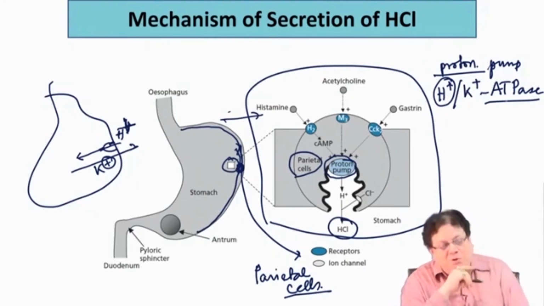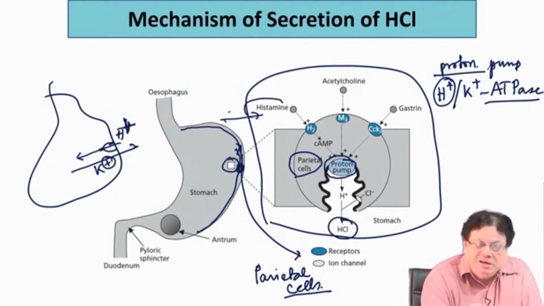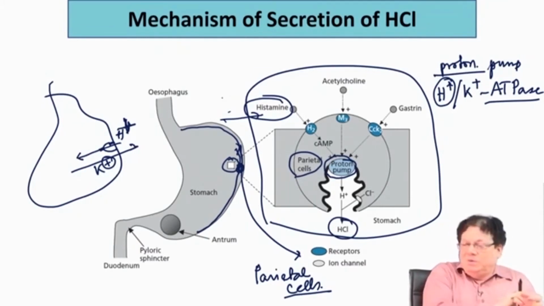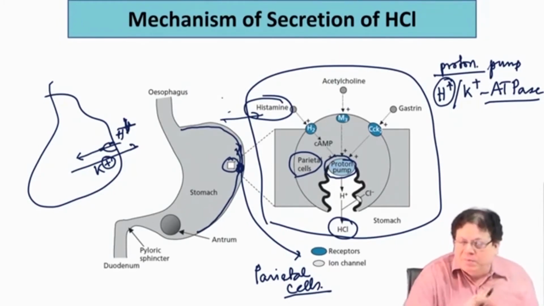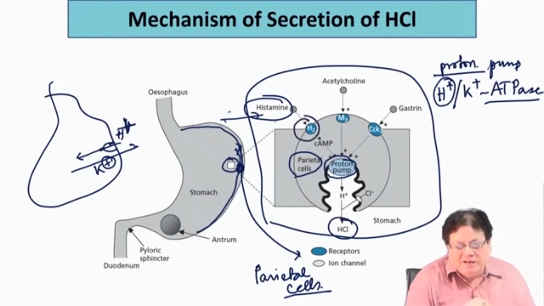What regulates the proton pump? Three things. One is histamine. What is histamine? Histamine is the decarboxylated version of histidine. If you decarboxylate histidine, you get histamine. Okay. Like dopamine, we have read dopamine, that is the decarboxylated version of L-dopa. Okay. Similarly, histamine. So, histamine has a receptor on the parietal cell.